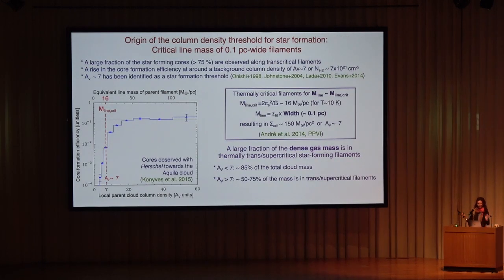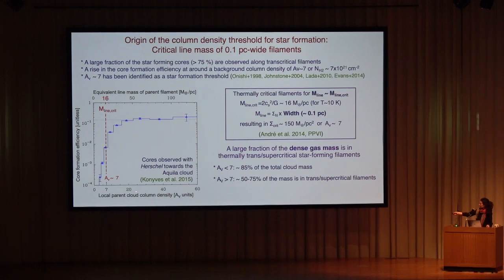And the fact that these filaments have uniform width and the value is 0.1 parsec may have implications in our understanding of the column density threshold for star formation. So here on this plot, I show the core formation efficiency, which is the mass within the cores divided by the mass within the cloud at different column densities in the cloud. And since most of the cores form along filaments, the background column density of the cores corresponds to the column density of the filament.